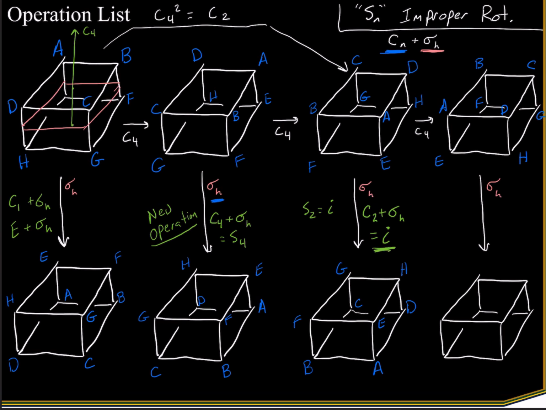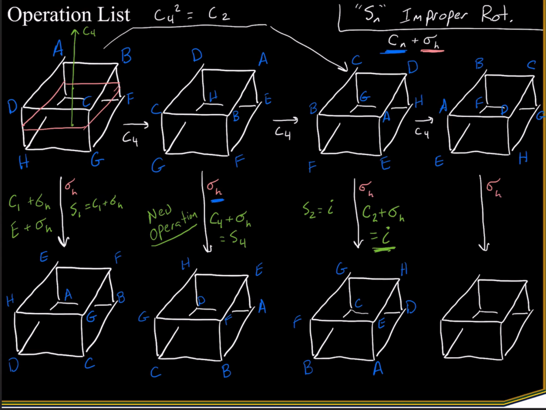Right, so we have a few special cases here. So we see that a sigma h is actually like an S1, right? So it's like a C1 and a sigma h. We see that an inversion is really like a C2 and a sigma h, right? So inversions are just S2s.